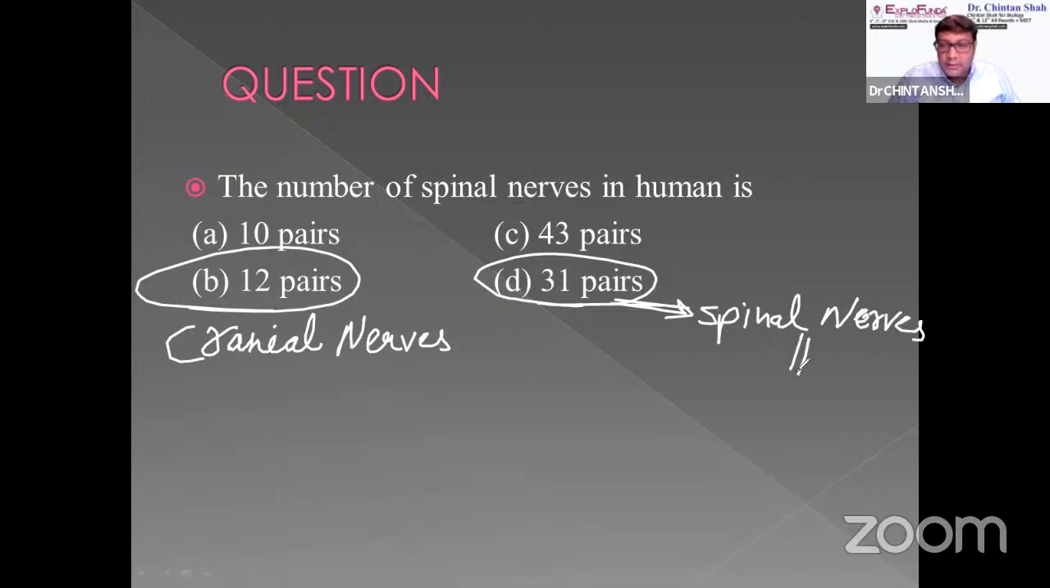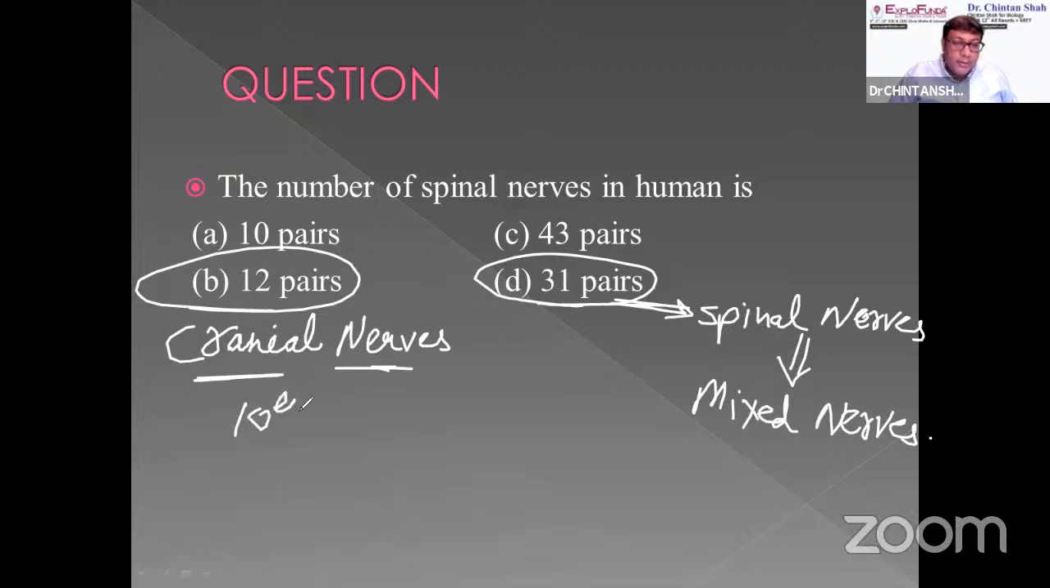Now I'm just telling you, just for the knowledge, all spinal nerves are mixed nerves. But in cranial nerves, there are some nerves which are mixed. Some of them are sensory and some of them are motor. In the cranial nerves, the 10th one, can you tell me the name of the 10th cranial nerve?